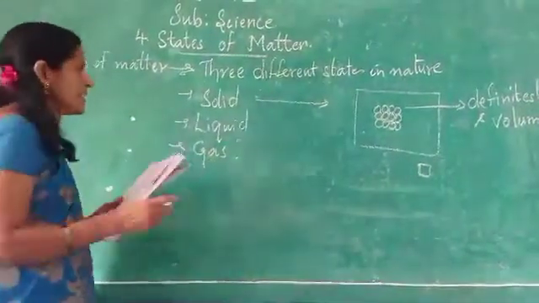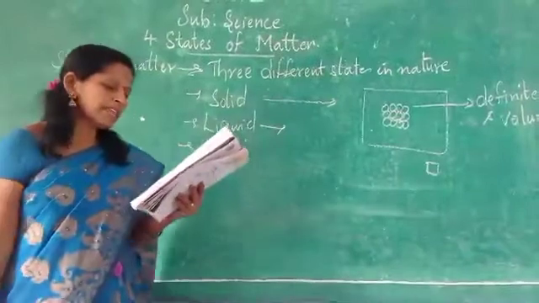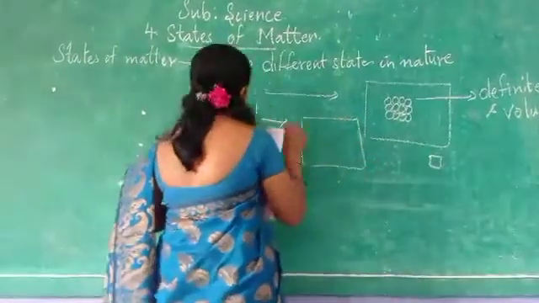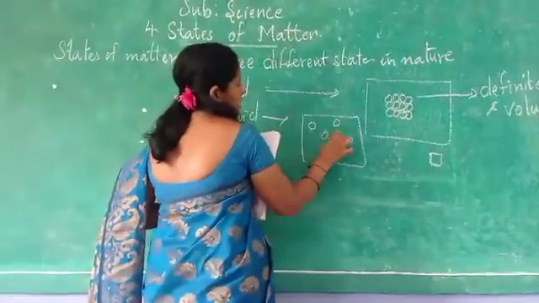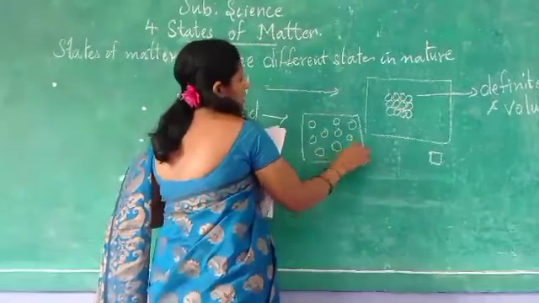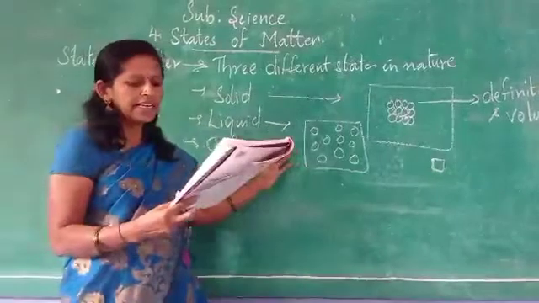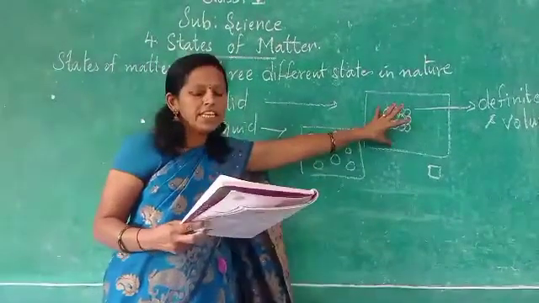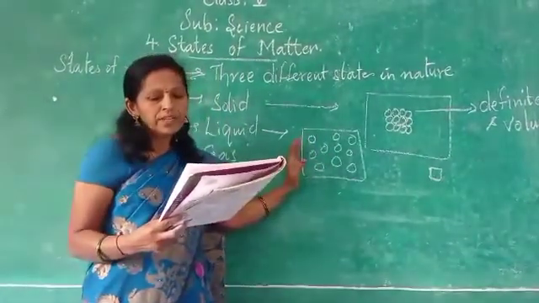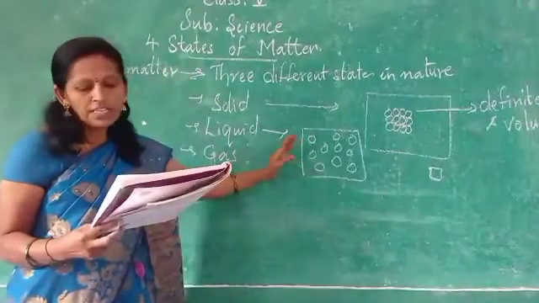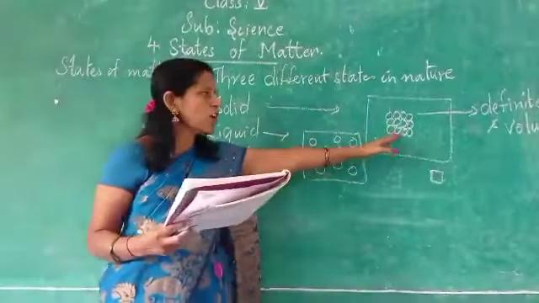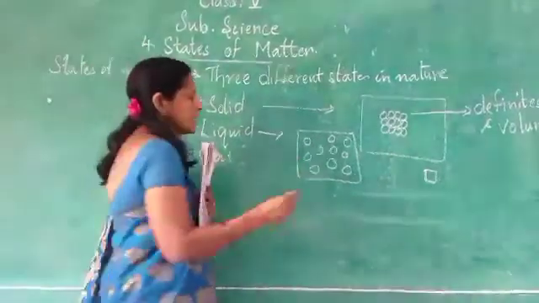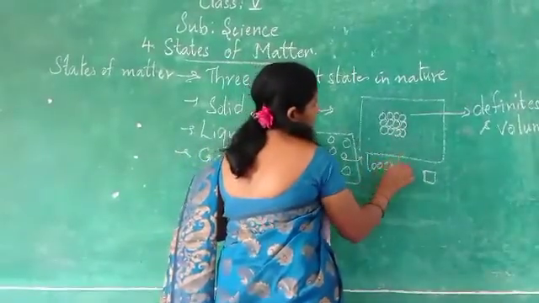Next we go for liquids. The molecules in liquids do not attract each other as strongly as the molecules in solids. See how the molecules are here. In solids they are strong, but here they are not as strong, so they are loosely packed.